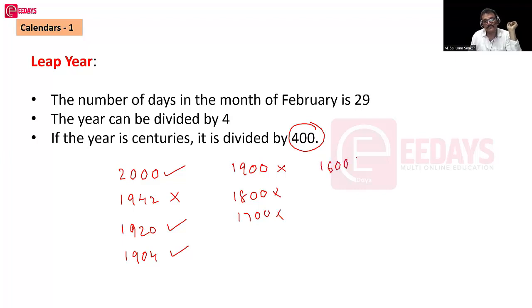What about 1600? It is a leap year. 1200 is a leap year. 800 is a leap year, etc. So if that year is a century year, that year must be exactly divisible by 400. If it is an ordinary year, any year must be exactly divisible by 4. This is the leap year, right?